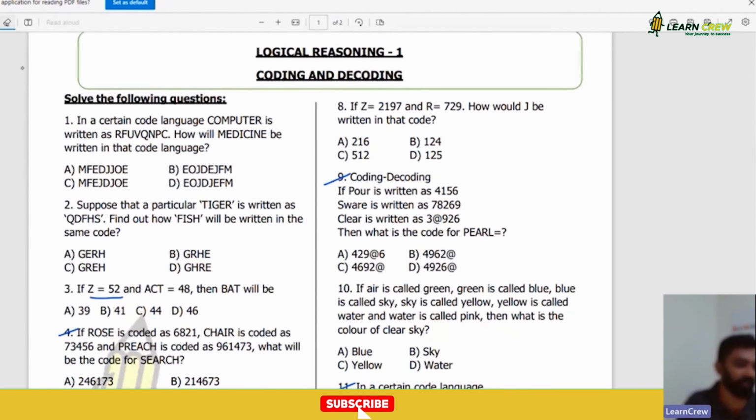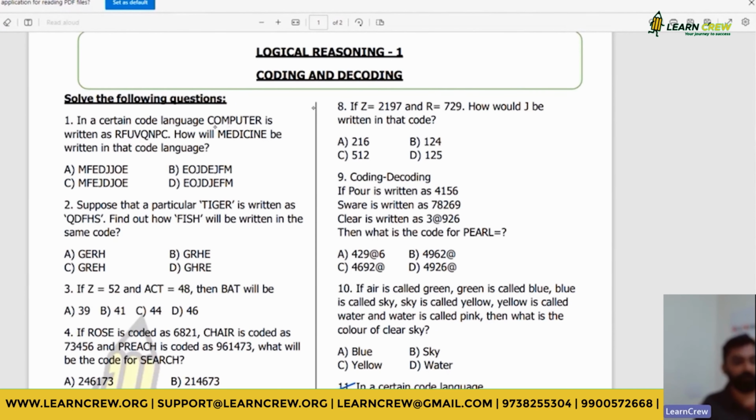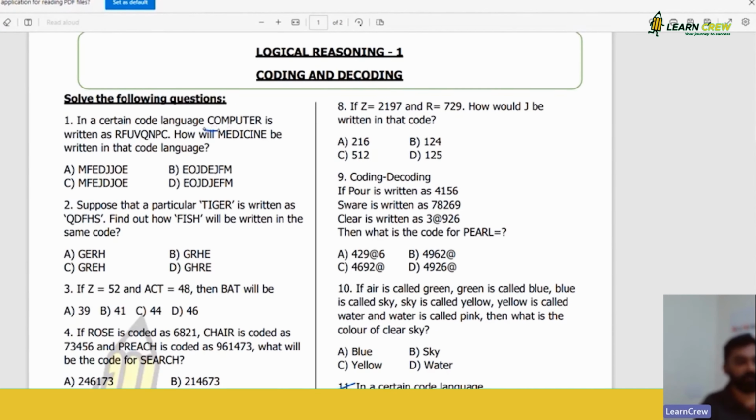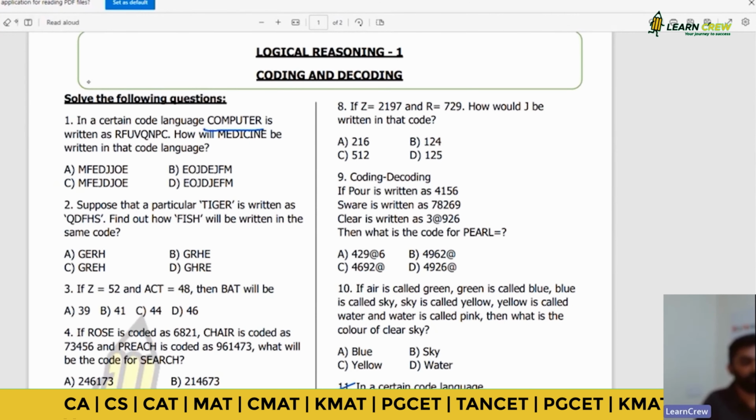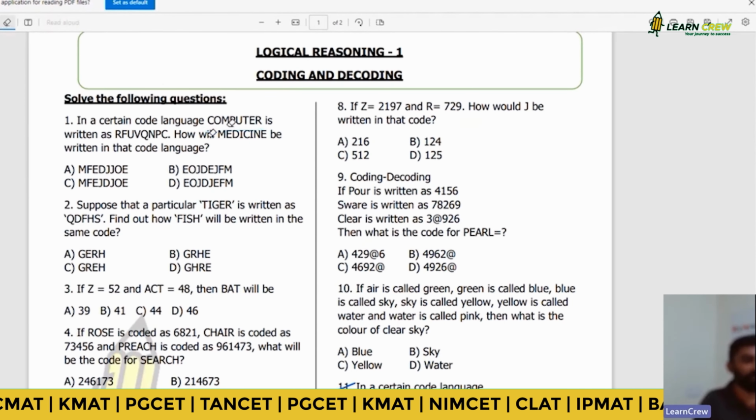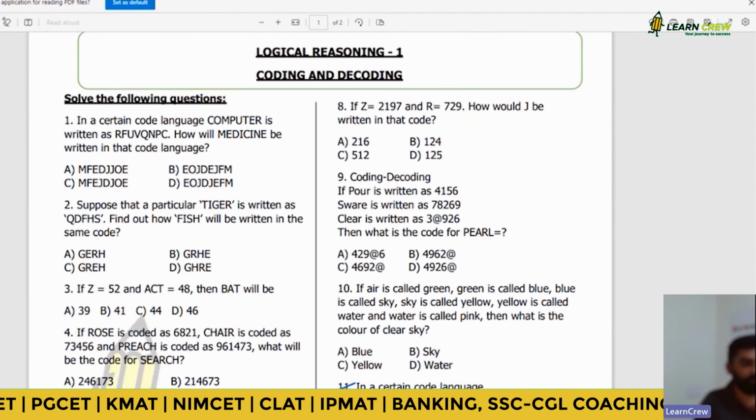Okay. Just observe here and let me know what you need to do for the first one, then we start solving the next ones. In a certain code language, computer is written as RF, UV, Q, and PC. How will medicine be written in that code language? Now, observe for the first question. I'll do this, and after that I'm expecting you to do the second, third, fourth, and all.